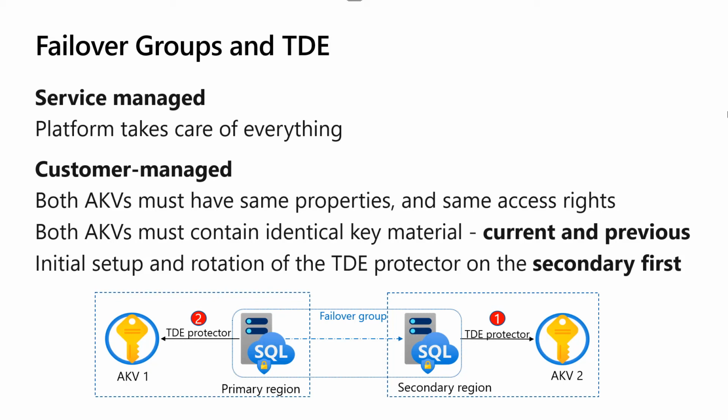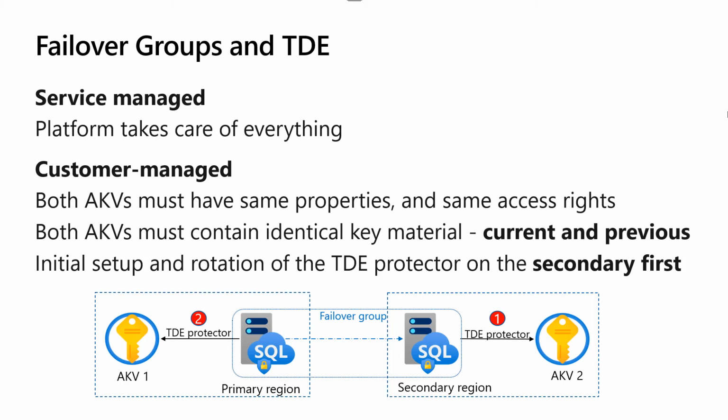Both key vaults, on the primary region and on the secondary region, should have completely the same set of properties and the same access rights, so that there are no bad surprises after the failover. Also, in both AKVs, you need to have completely the same key material, not just the current TDE protector, but also historical previous protectors. Why is that so?